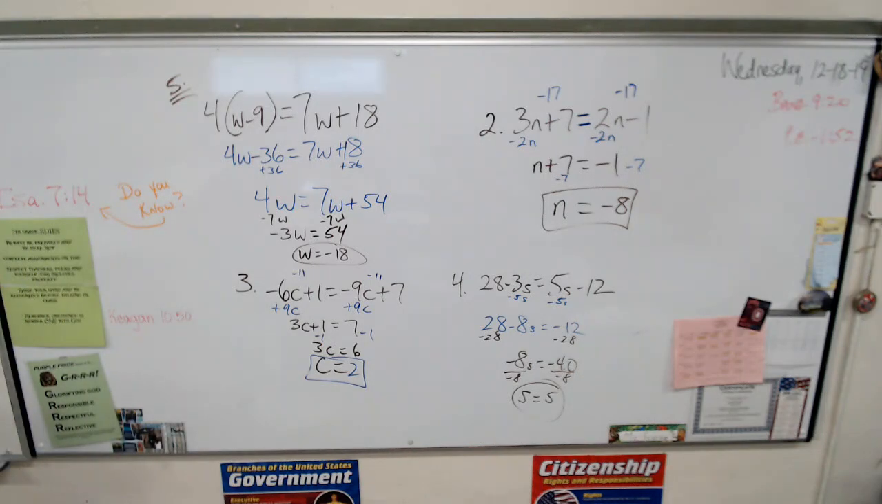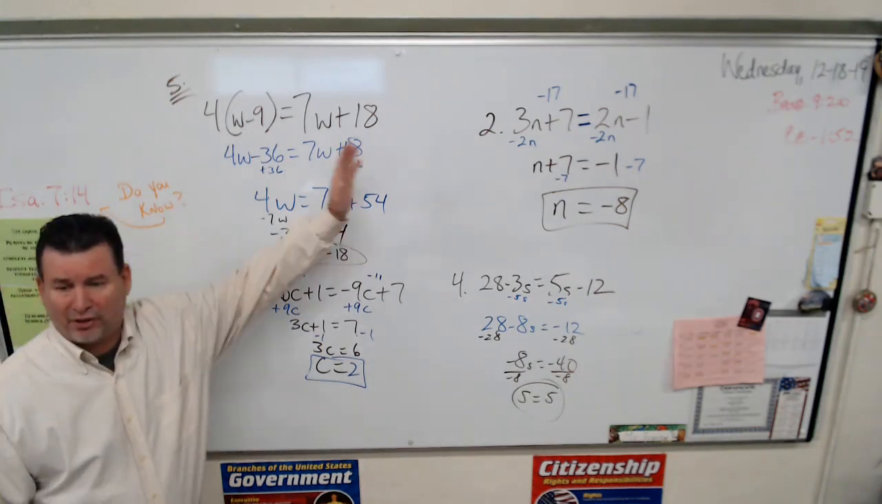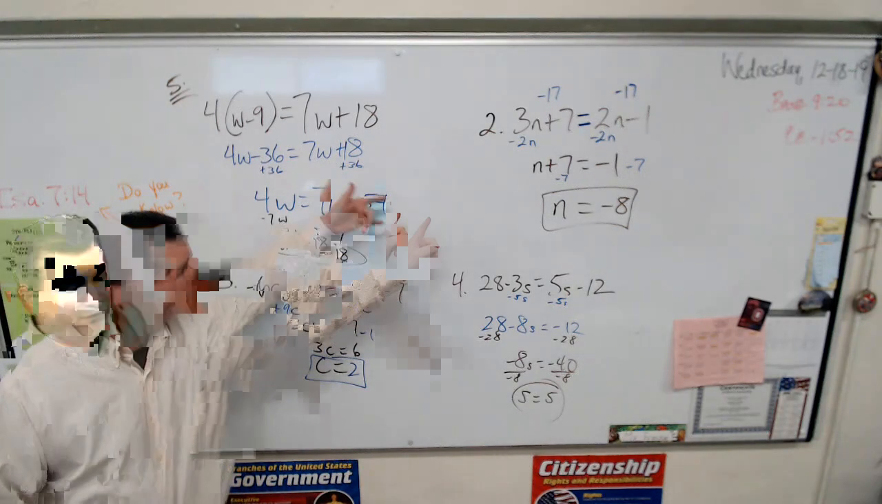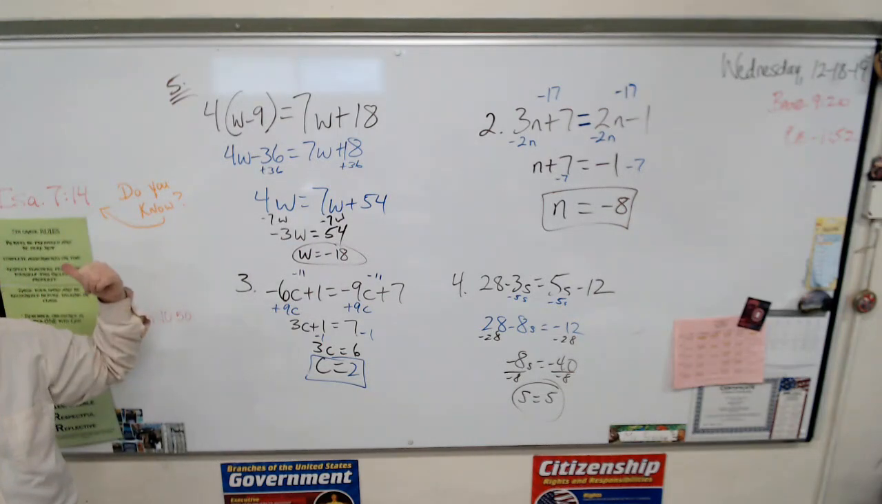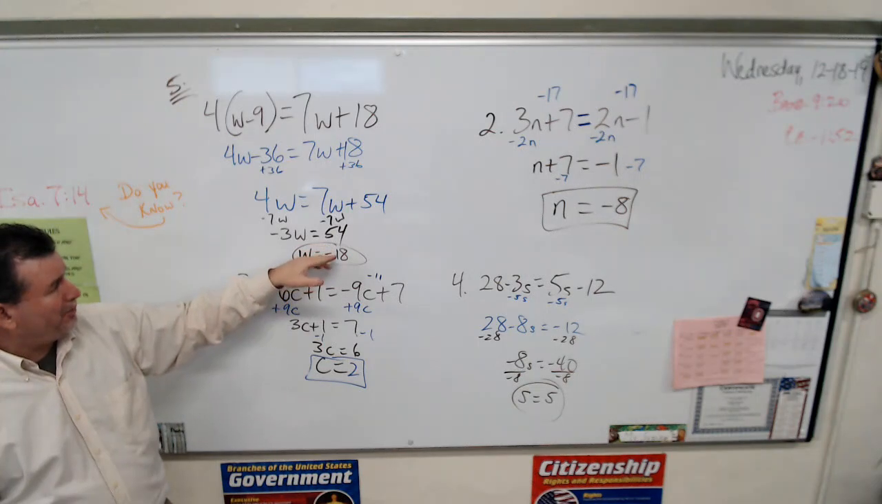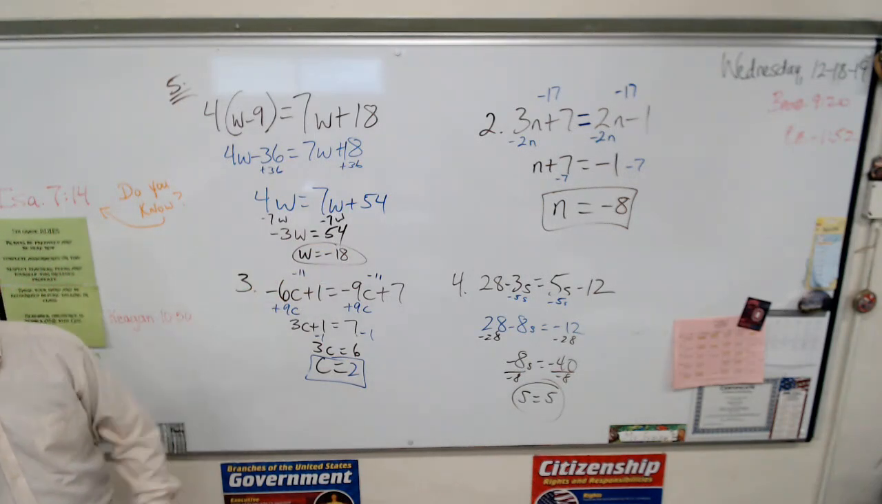Negative 18. Listen, I could have moved my W's to the left and the 54 to the right, and I would have had 3W equals negative 54. Same thing, negative 18.